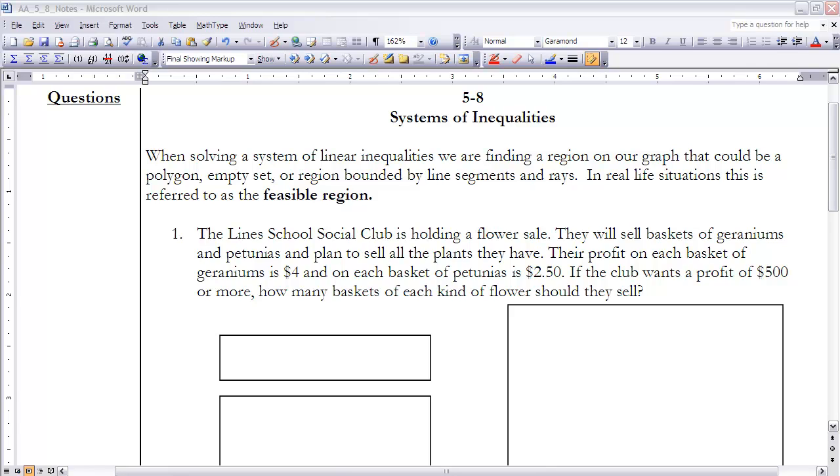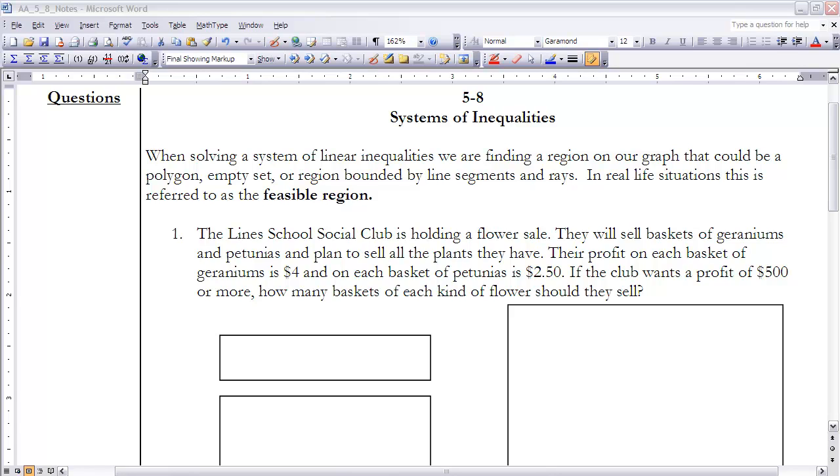So in this chapter we've looked at inequalities in one variable. We looked at solving systems of equations. We looked at graphing inequalities involving two variables on a coordinate plane. Now we're going to take those ideas and put them together and look at systems of linear inequalities.